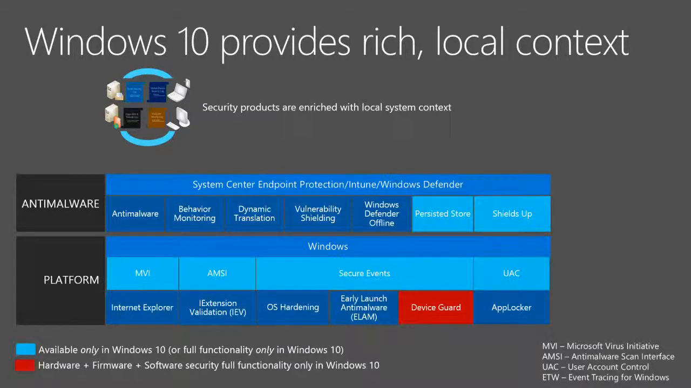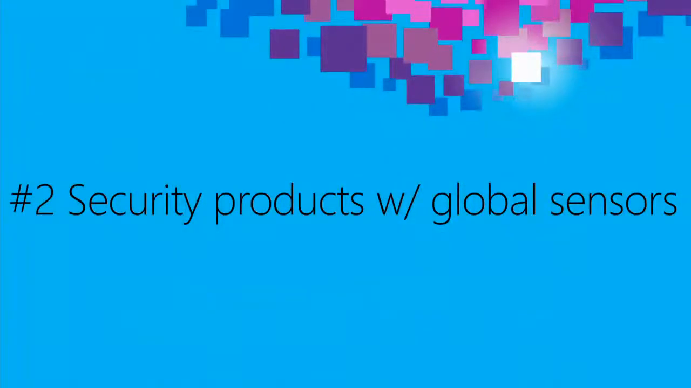And of course, you've heard a talk about Device Guard. If you have the latest hardware and firmware, this context is also exposed by the OS to the endpoint security product so that it can use this information in aiding its detection rules. An example would be signing, like an expired certificate, which would be useful to scan more in depth in this particular case. So the second is enriching your security product with global sensors.